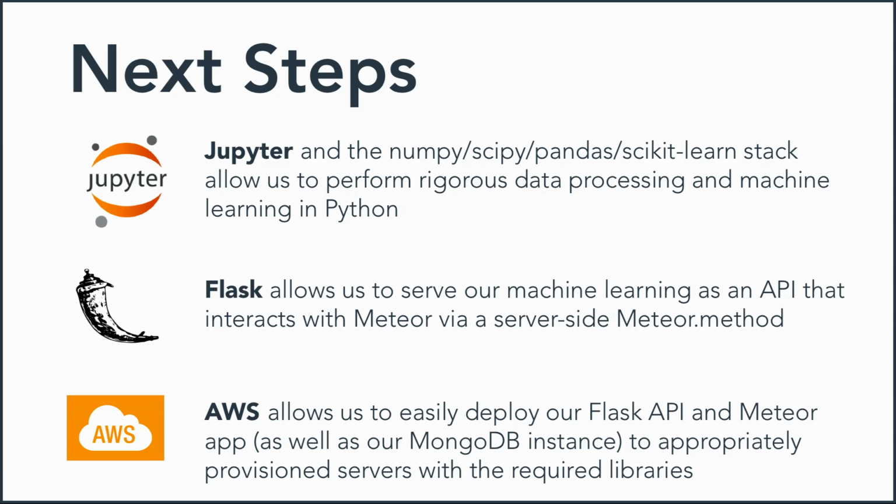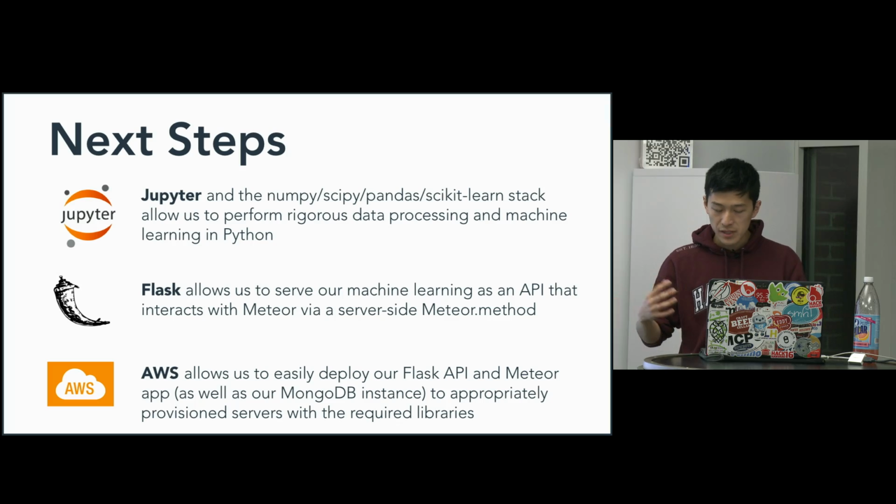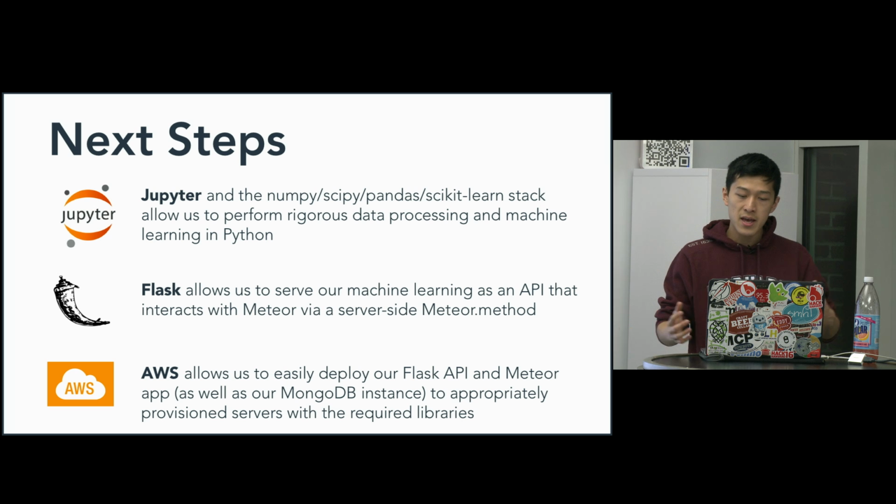The final piece of the puzzle that glues all of this together in a production environment is AWS, or Amazon Web Services, among other web solutions that you might use. For my project development, I was able to use AWS to link Flask and Meteor and MongoDB, and to appropriately install all of the servers I deployed on AWS with all of the libraries that I needed. And then I had the Meteor application in React and MongoDB communicating with Flask.